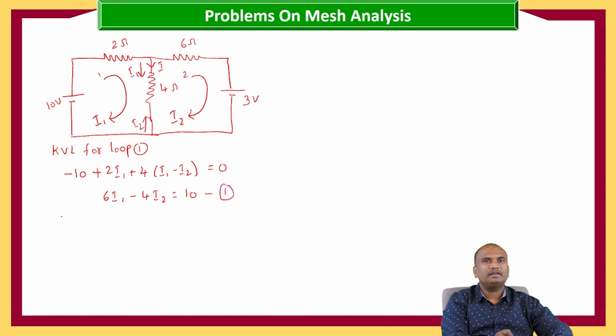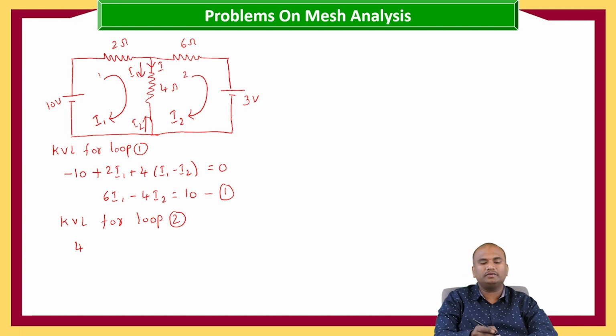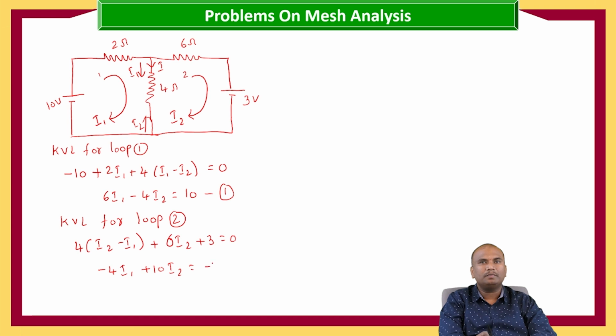Now let us go with KVL for loop 2. Here 4 into, since I2 current has higher magnitude, we have to write the equation as I2 minus I1, plus 6 into I2, plus 3 equals 0. That is minus 4I1 plus 10I2 equals minus 3. This is our equation number 2.